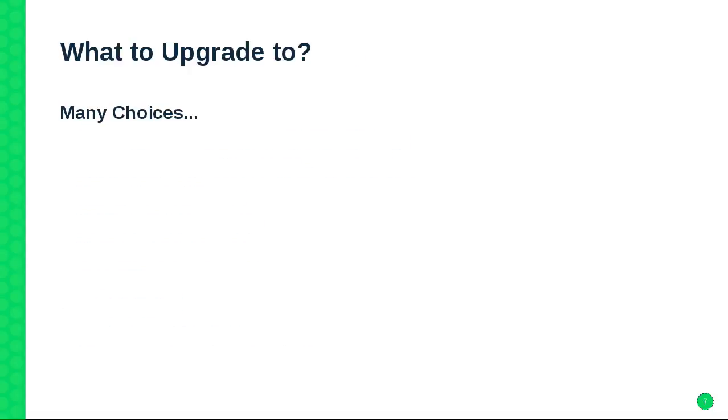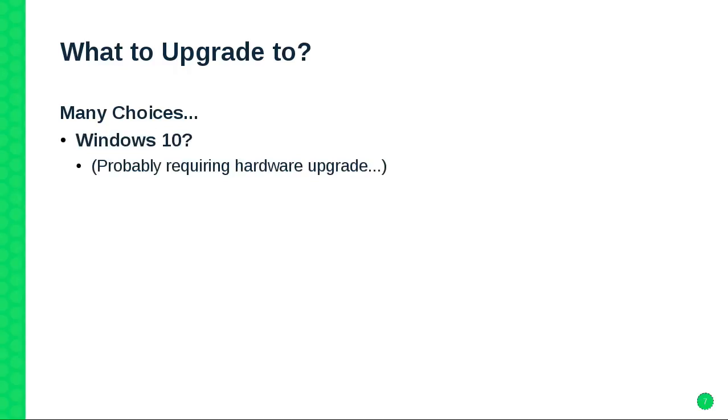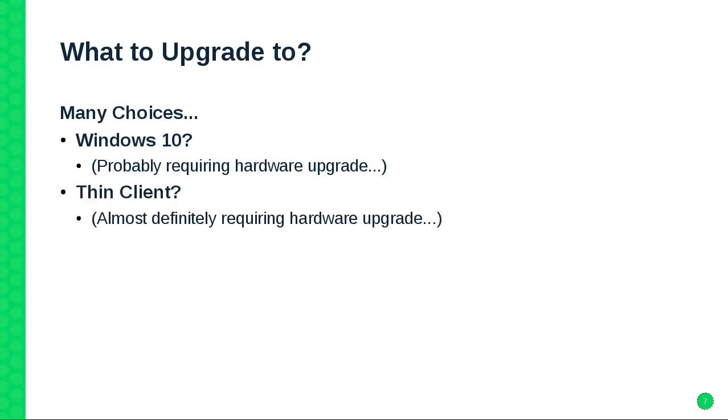And then we come to the choice of, well, if you're going to upgrade, what are you going to upgrade to? What are you going to transform to? Windows 10, and that is probably going to require a hardware upgrade and truck roll and migration of data and all these horrible things. Thin client, now that's almost definitely going to require a hardware upgrade unless you're doing some sort of tricky CD-based or network-based thing.